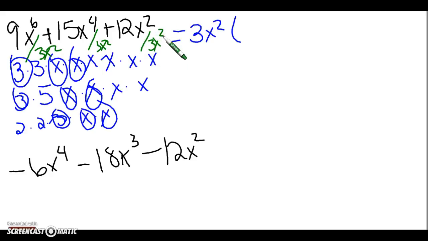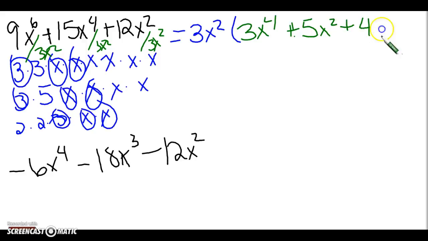And so 3 divided by 9 is 3. And then x squared, so 6 minus 2 is 4. Plus 3 divided by 15 is 5. 4 minus 2 is 2. And 12 divided by 3 is 4. And 2 minus 2 is 0. So there I have it.